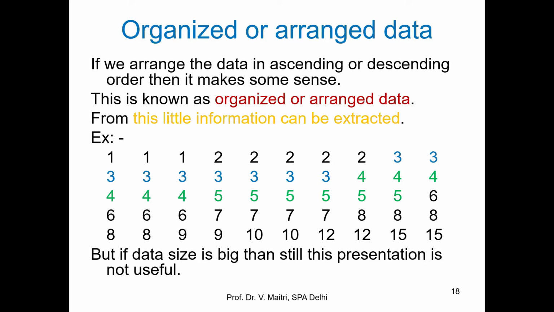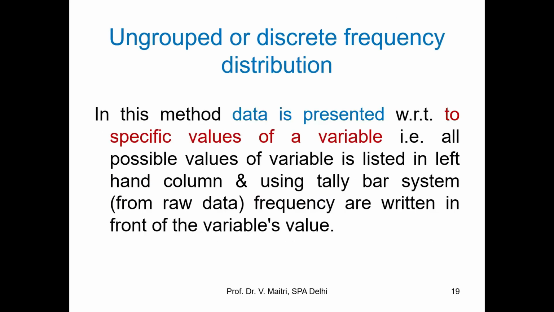But if the data is big enough, this organized or arranged data is still not going to help us. We have to go for a frequency distribution. The first one is the discrete frequency distribution. We know discrete variable and continuous variable. In this format, it is an ungrouped discrete frequency distribution. In this method, data is presented with respect to specific values of a variable. All possible values of the variable are listed in the left-hand column, and then, using the tally bar system, the frequencies are written in front of the variable value.